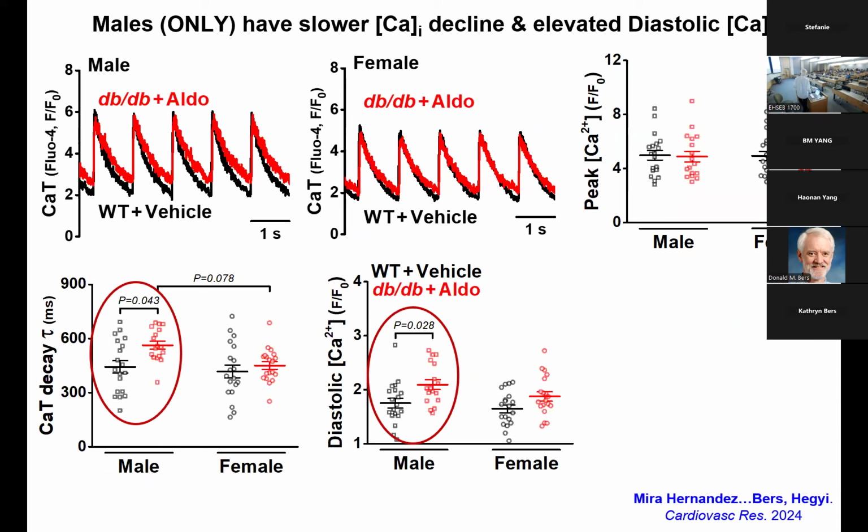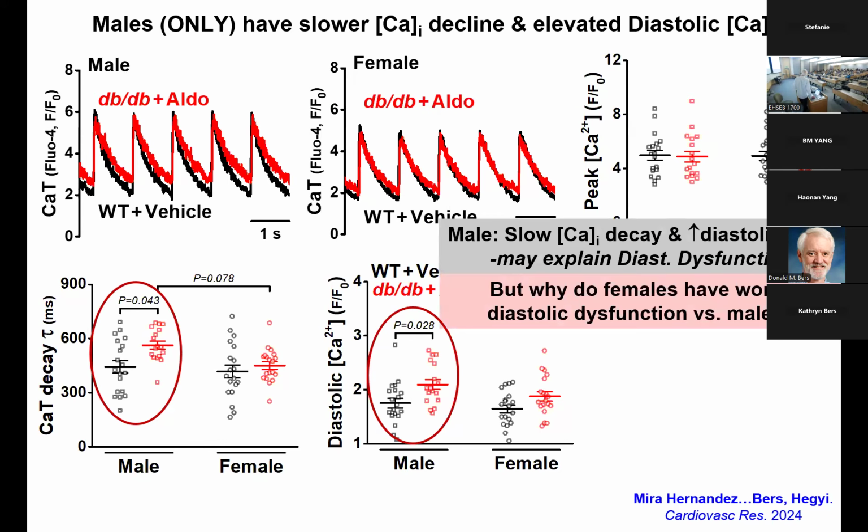So now, if I go back to that calcium transient decline slide from before, and we break it down into male and female, what we find is that the calcium decline and diastolic calcium are elevated in male, but not female. So here, the calcium decay gets slower, diastolic calcium is higher, significantly so in males, and there might be a slight trend in the females, but not nearly as much. So that data I showed you before was dominated by the males in our mixed population.